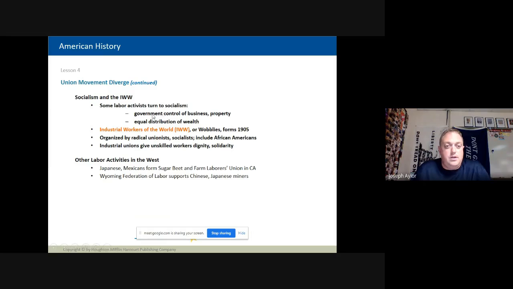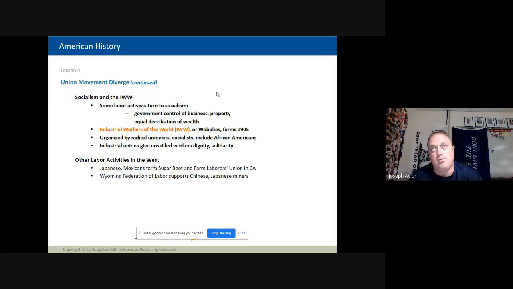The last union that I want you to pay attention to is the IWW. And this one was one of the more radical unions that was developed. And basically, they were an advocate for socialism. Very early on in this unit, we talked about capitalism and socialism. And these labor activists wanted complete government control of business. They wanted government to dictate how much and when a business could operate. They wanted government to dictate the equal distribution of wages.